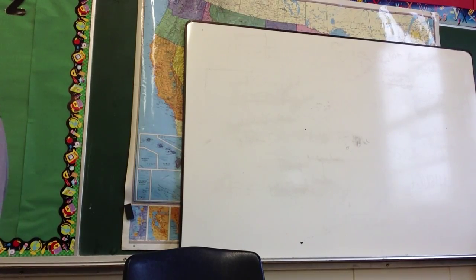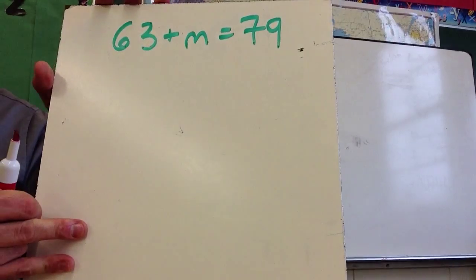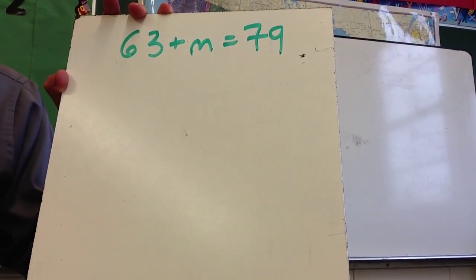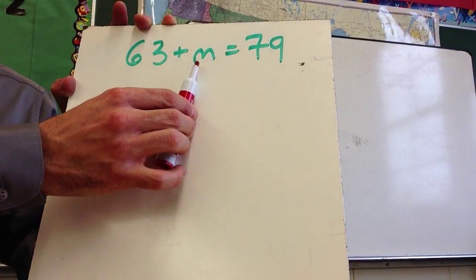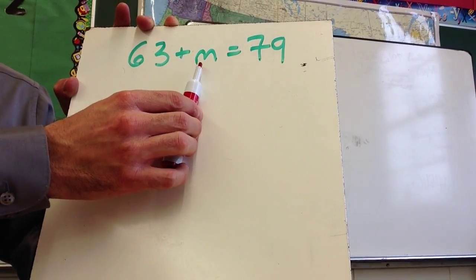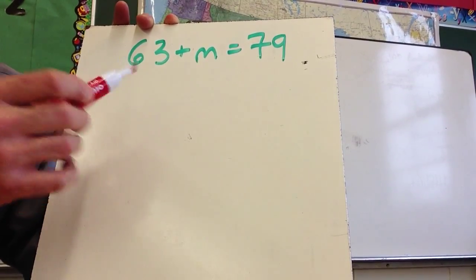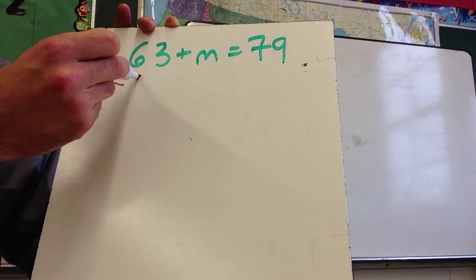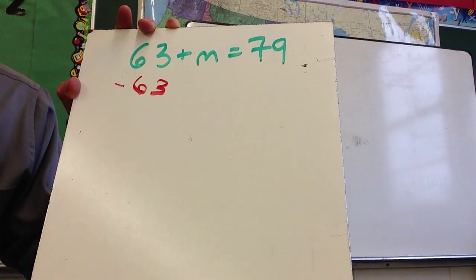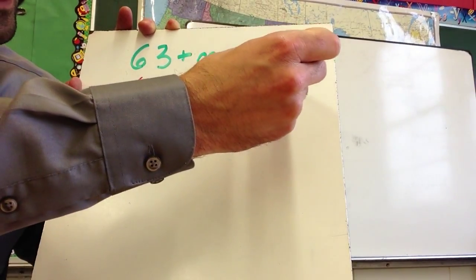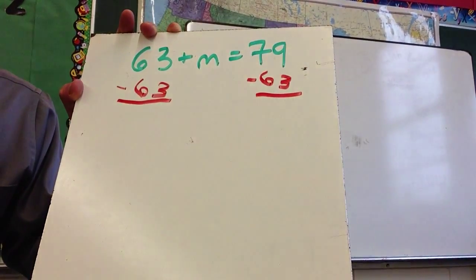All right, well now let's talk about what happens when all the numbers are positive. So I got 63 plus m equals 79. And again, I want to isolate the m. I want to isolate the variable. So in order to get this by itself, I need to eliminate the 63, which is a positive number. So the opposite of 63 is negative 63. So I'm going to subtract 63 from this side. But then I have to make sure I remember to subtract 63 from this side.